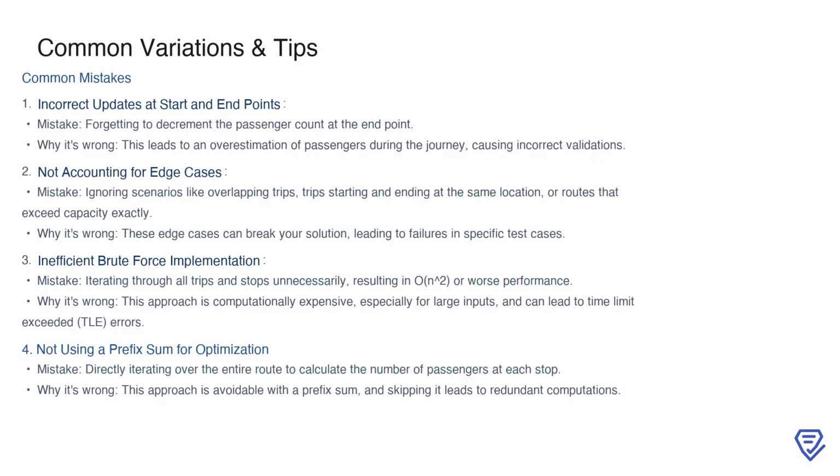These edge cases can expose flaws in your logic and result in incorrect outputs. Additionally, some implementations rely on a brute force approach, like iterating through every trip and stop, which can lead to n squared, or worse performance. This is highly inefficient for large datasets and can result in time limit exceeded errors. Lastly, skipping the use of a prefix sum for optimization can lead to redundant computations, as a direct iteration over the route at each step recalculates data unnecessarily. Using a prefix sum allows you to consolidate these calculations, improving efficiency significantly.